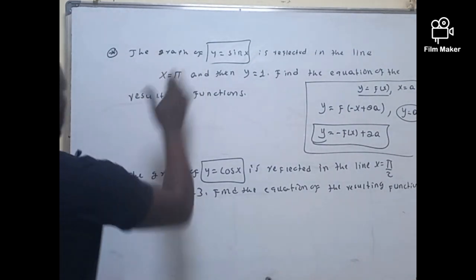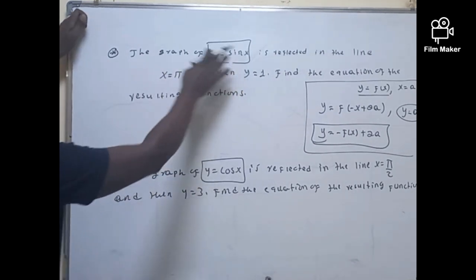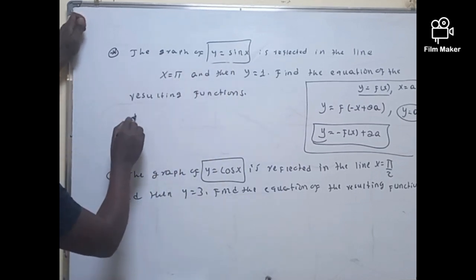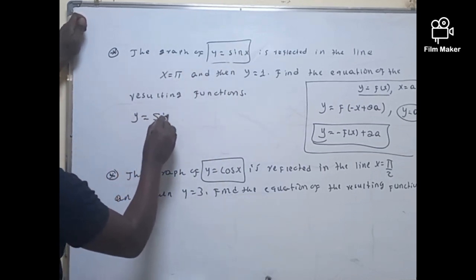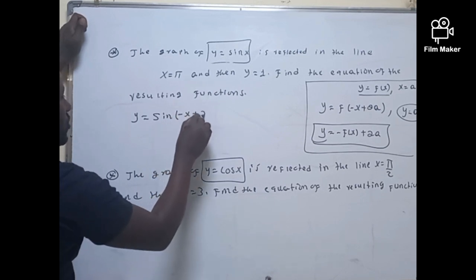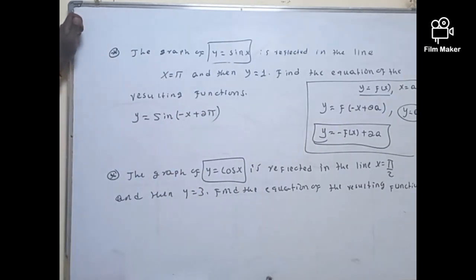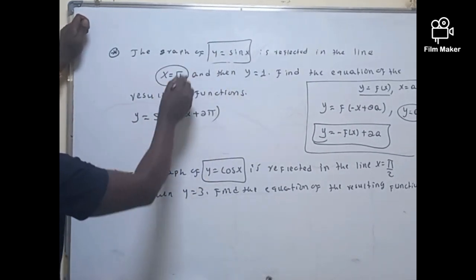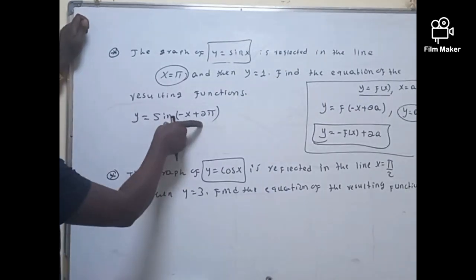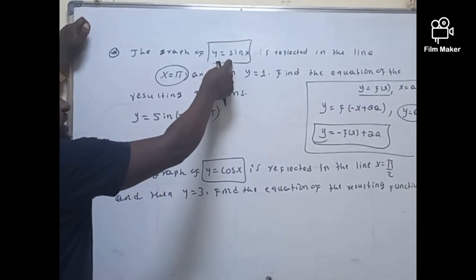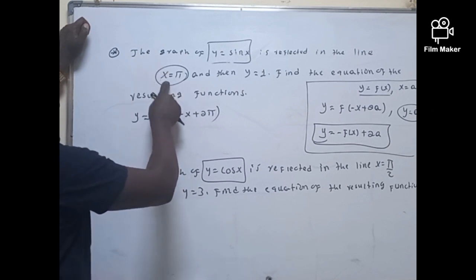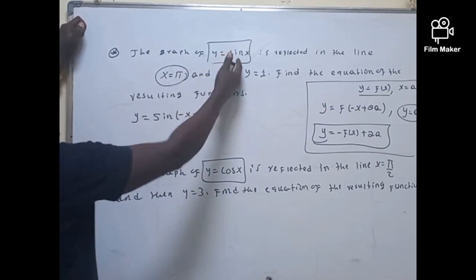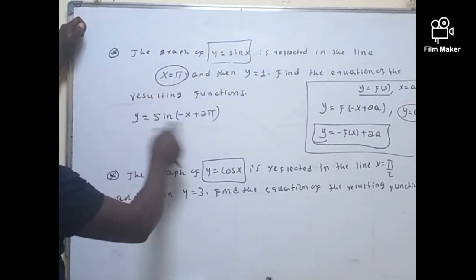So let's come back to the questions. Now the function is this one. How are we going to find the image of this along this line first of all? So y is going to be what? Sine of minus x plus 2 pi. This is the image of this function along the vertical line x is equal to pi. After we have reflected this with x is equal to pi, this will be the image.